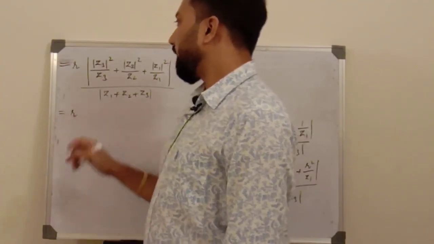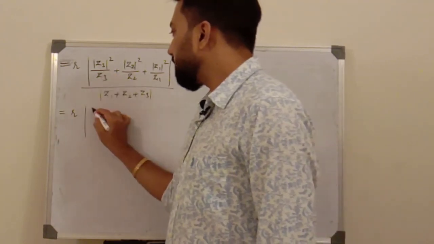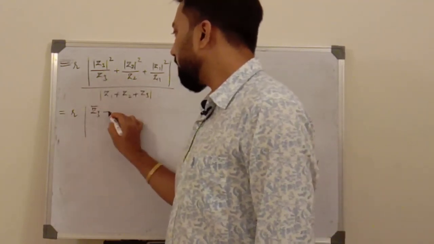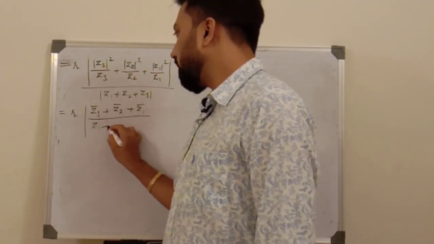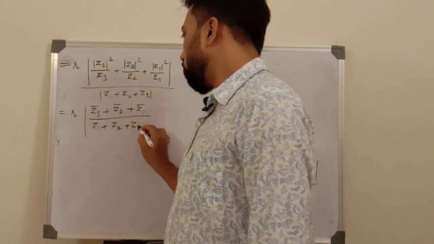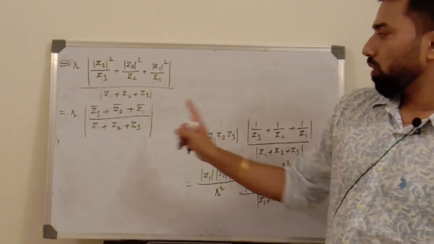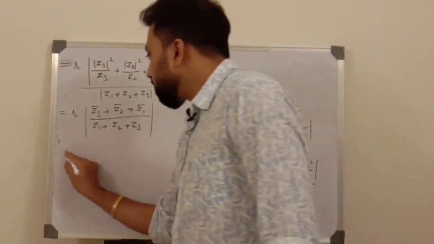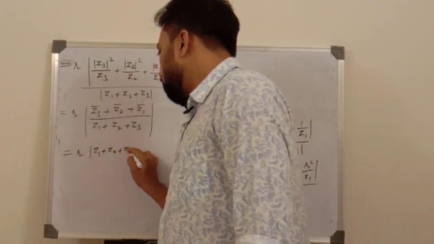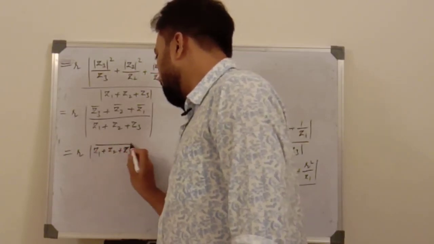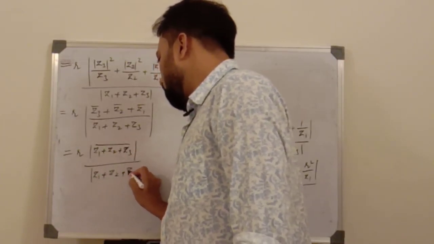Okay, so this is r times. Now mod of z square by z is z bar, right? So we'll have here z3 bar, similarly z2 bar, and this one will become z1 bar, upon z1 plus z2 plus z3, right? Now the numerator becomes z1 plus z2 plus z3 whole bar, right? So this is r times modulus of z1 plus z2 plus z3 bar upon modulus of z1 plus z2 plus z3.